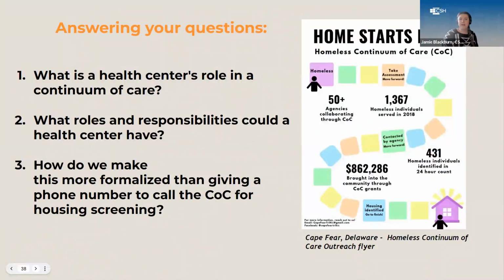So let's talk about it. A lot of questions that we get from health centers when we talk about partnerships for housing: What is a health center's role in a COC? What roles and responsibilities? How do we make this more formalized rather than just giving a phone number or referring out to an agency that'll do the assessment for coordinated entry?